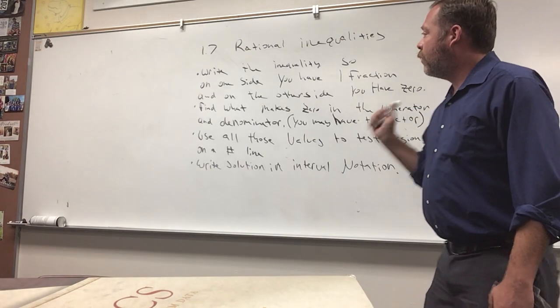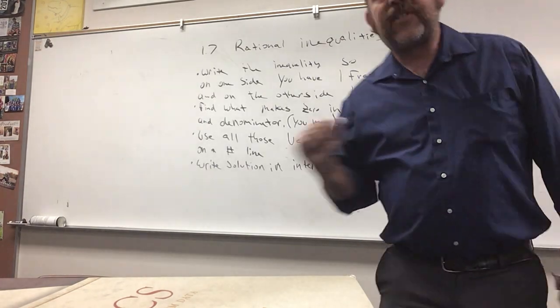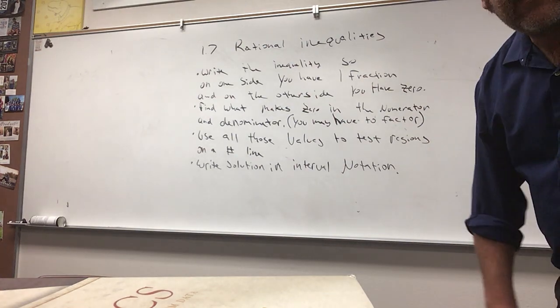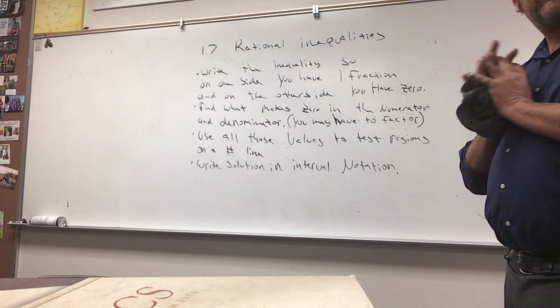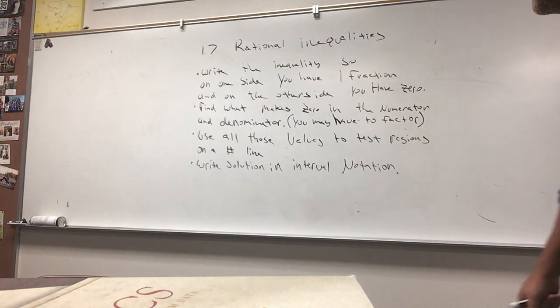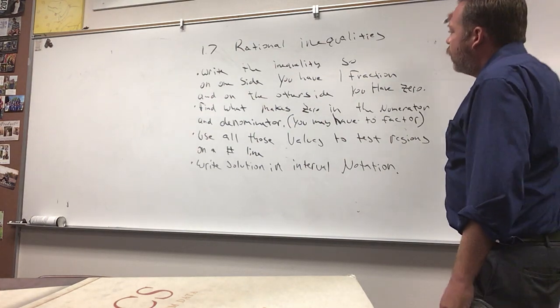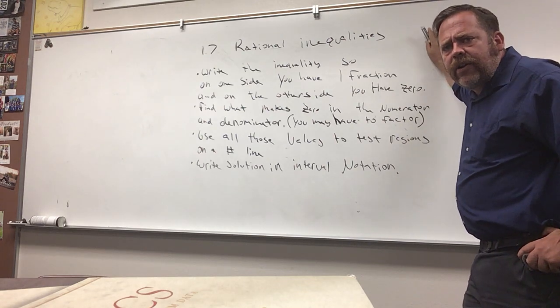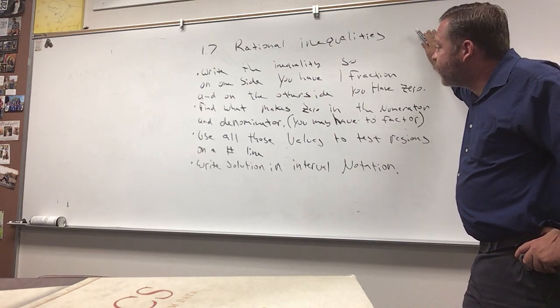Welcome. 1.7. This is the last part of 1.7. This is rational inequalities. Remember, a rational function is a function with a polynomial in the numerator and the denominator, okay? So, the first thing you're going to do when solving these has some similarities to the quadratic inequalities for sure in this part of the lesson.